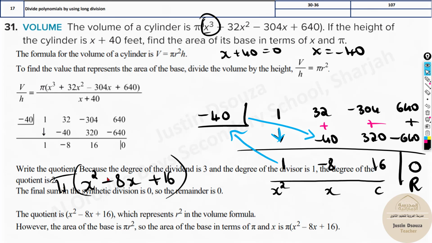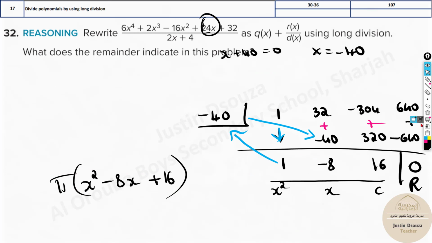Pi into x square minus 8x plus 16. They told it right in terms of x and pi. It's in terms of x and pi outside. This is the answer. That is the synthetic division. That is what we will do in question number 18. But since over here they have mentioned it, do it. Because long division just takes a long time. This is the synthetic division.